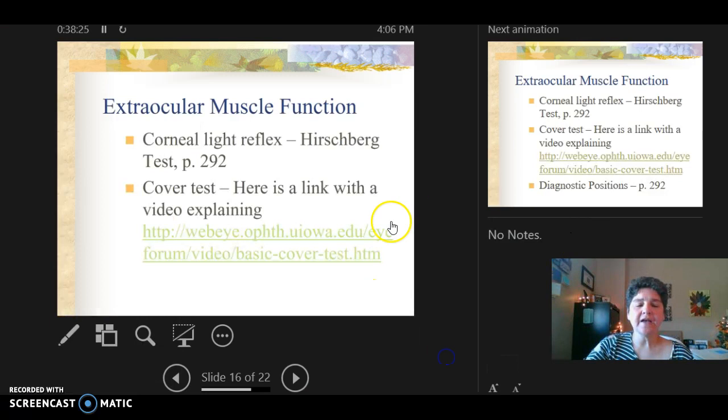Okay, I was going to have you watch this video with me, but it takes a good 6-7 minutes. So you can go out into the plain PowerPoint and you can click on this and it'll show you how to do a cover test as well.